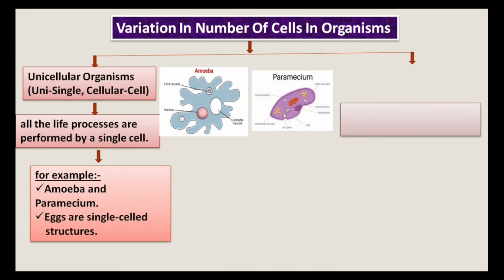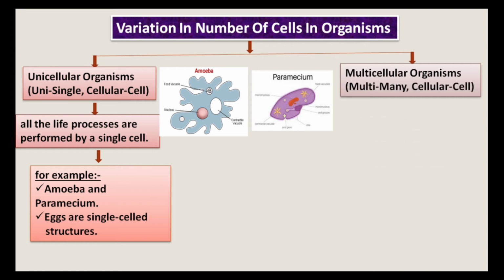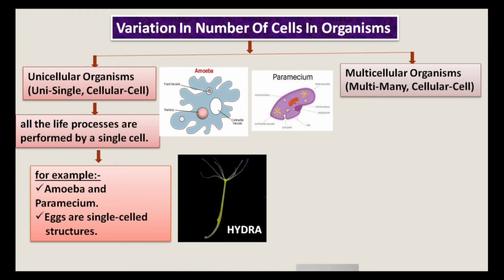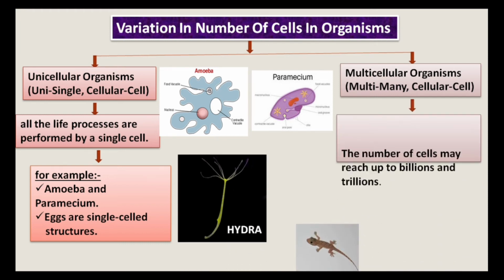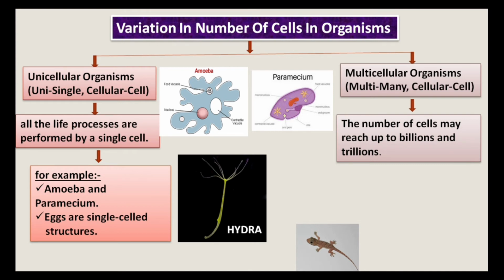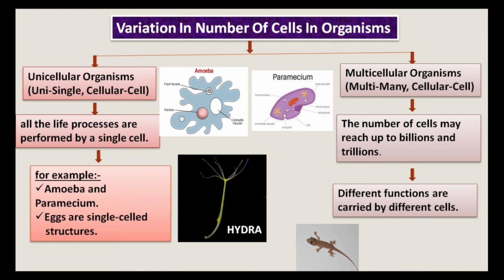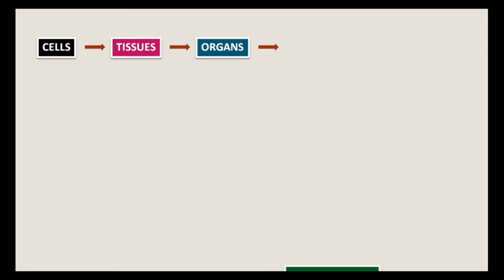Second is multicellular organisms. Multi means many and cellular means cell. Means the organisms are made up of many cells. In multicellular organisms, the number of cells may reach up to billions and trillions. Different functions are carried by different cells. Many cells make tissues. Tissues combine to form organs. A cluster of organs forms an organ system, and finally the organism is formed.